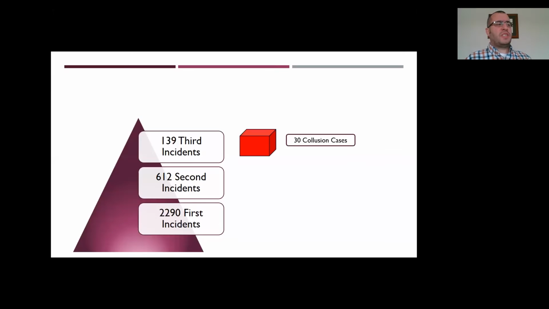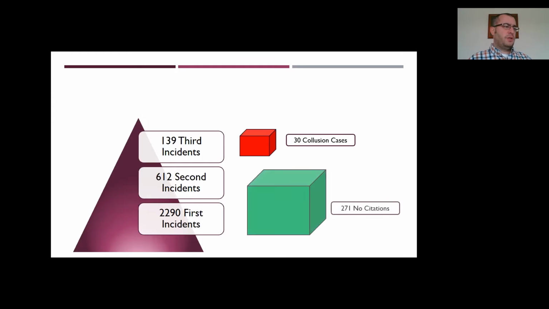Also, this is not always the case of plagiarism. In some cases, it's more collusion. In 2018, 30 of the reported incidents were cases of collusion where students had worked together to basically share or reuse each other's papers. And then 271 of the incidents were cases where simply no citations were found or included in the student's work.